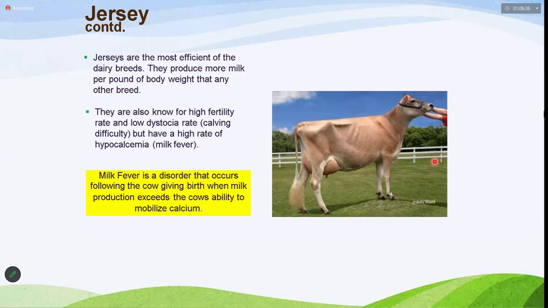The Jerseys are the most efficient of the dairy breeds. They produce more milk per pound of body weight. So they also have a high fertility rate and low dystocia rate, that is, calving difficulty. But they have a high rate of hypocalcemia, milk fever. That's the bad point. Milk fever is a disorder that occurs following the cow giving birth, when milk production exceeds the cow's ability to mobilize calcium.